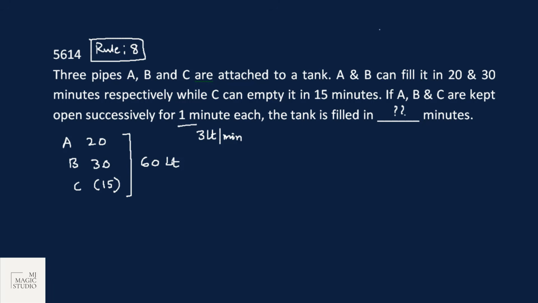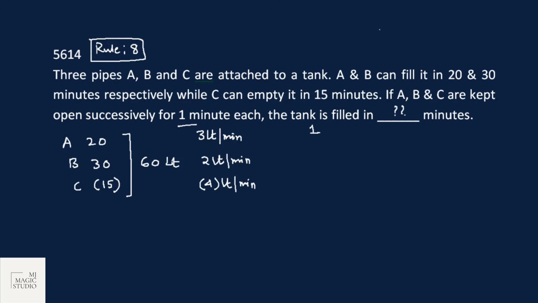Efficiency of pipe B would be 60 by 30. That is filling 2 liters per minute. And efficiency of pipe C would be 60 by minus 15, that is minus 4 liter per minute, pumping out 4 liter per minute.